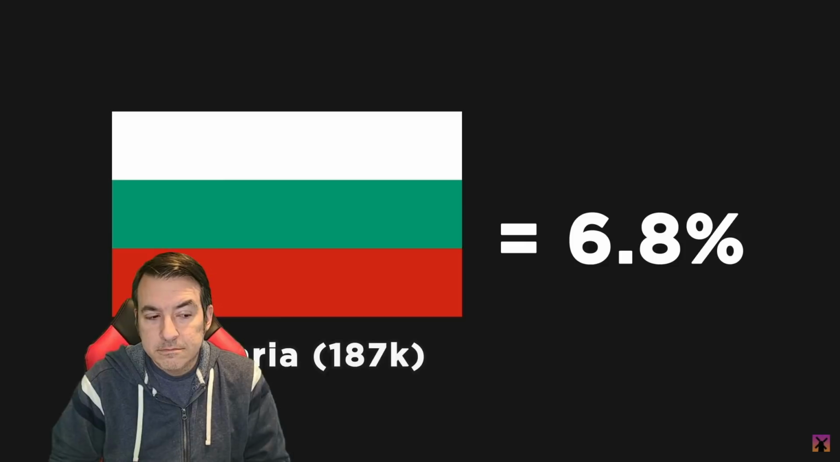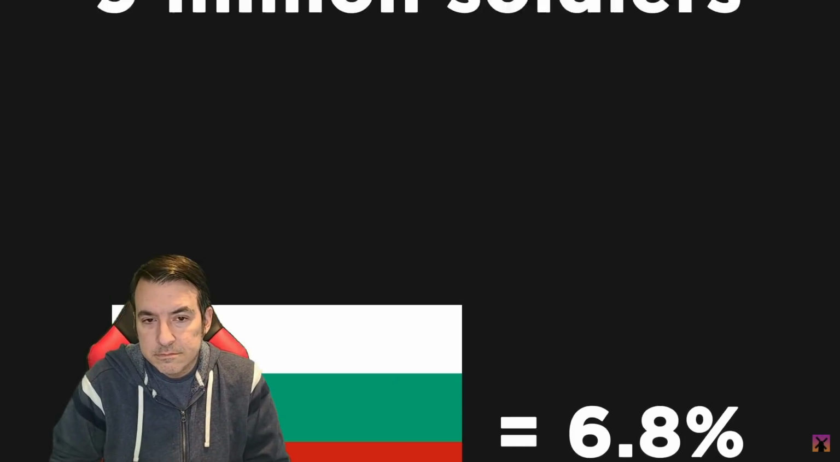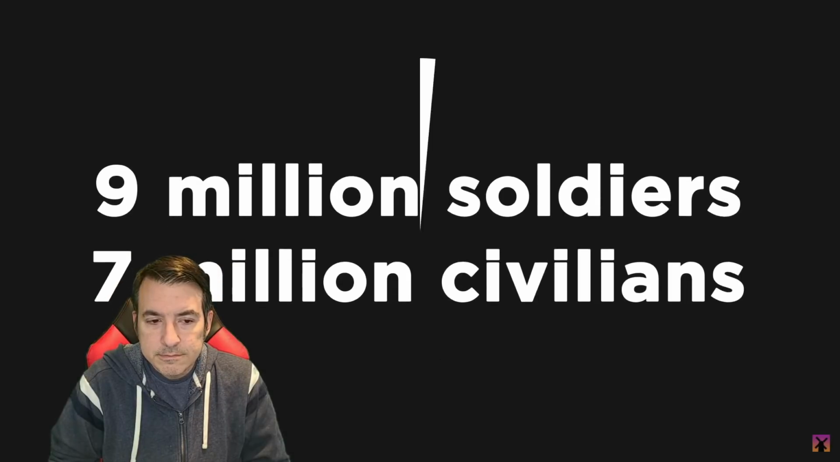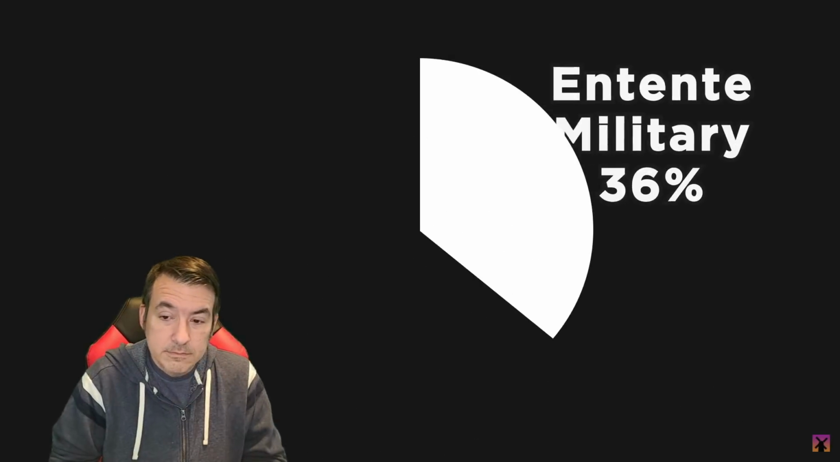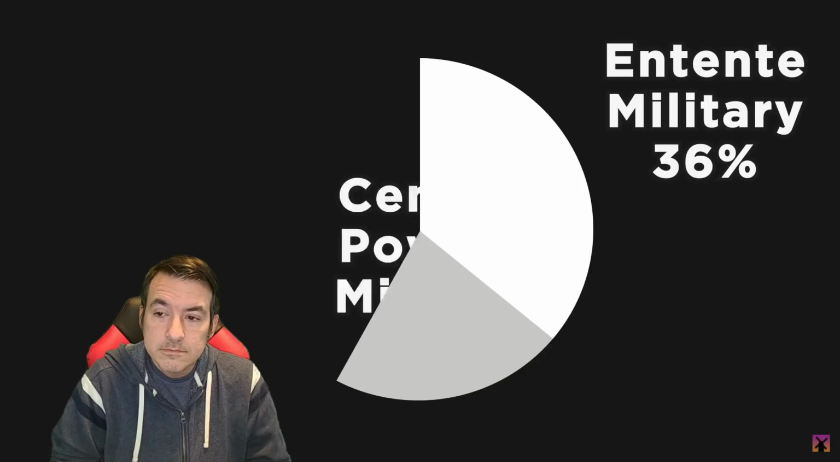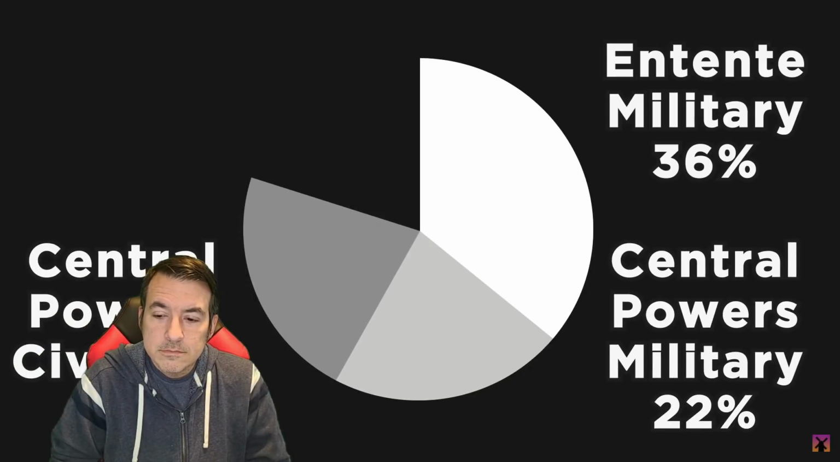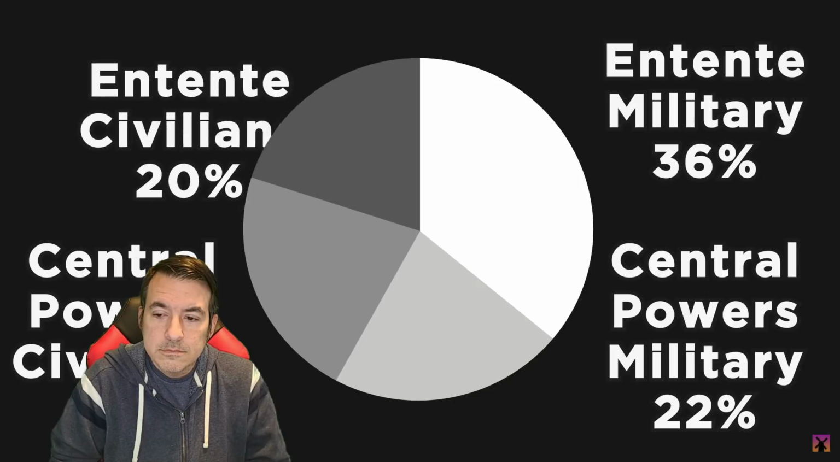In total, and across all countries, about 9 million soldiers lost their lives, as well as 7 million civilians. 36% of all deaths were Entente military, 22% were the Central Powers military, another 22% were Central Powers civilians, and the final 20% were Entente civilians.